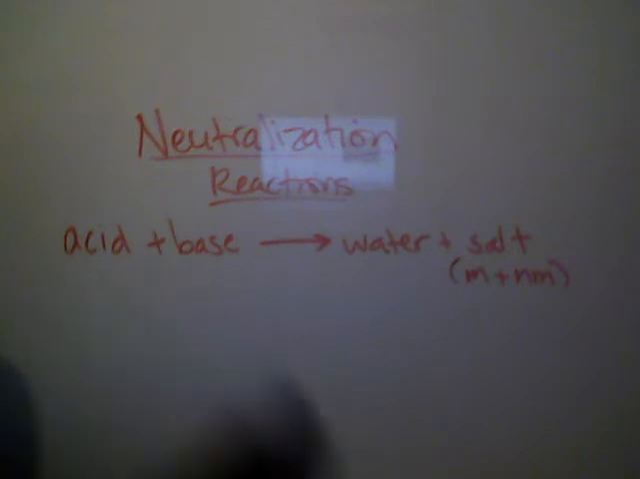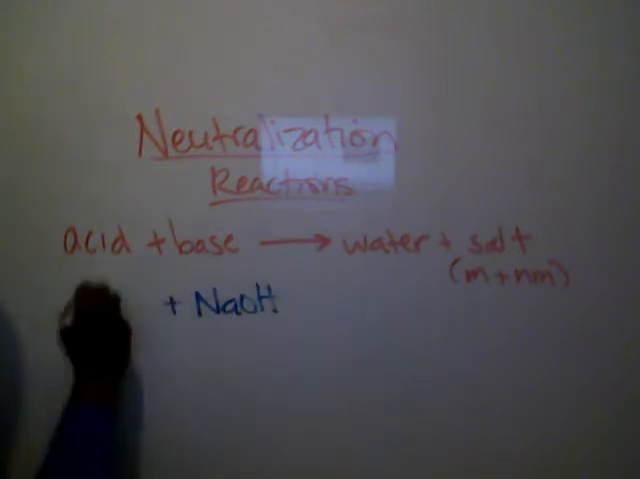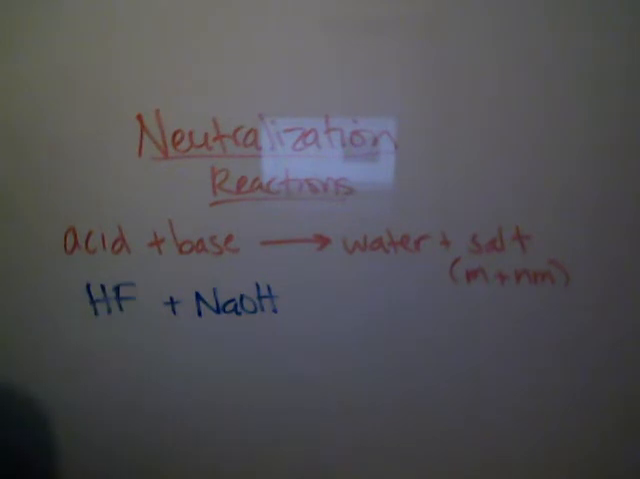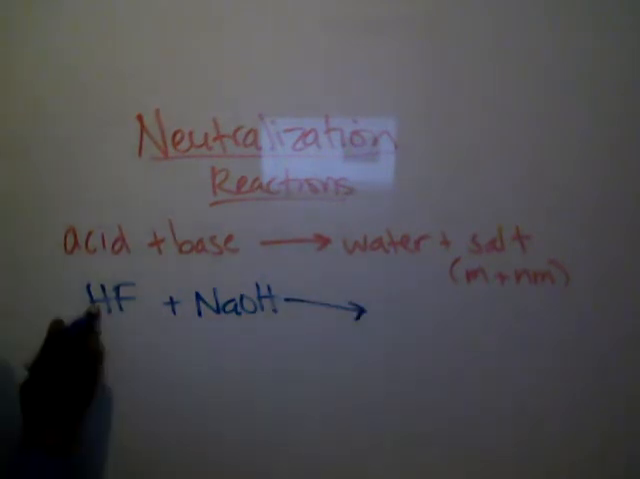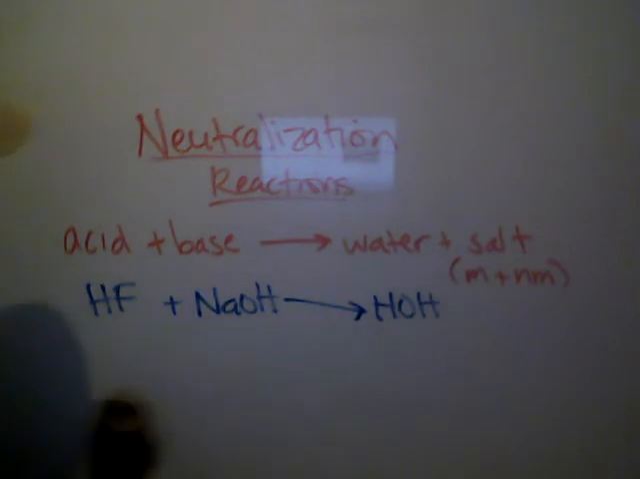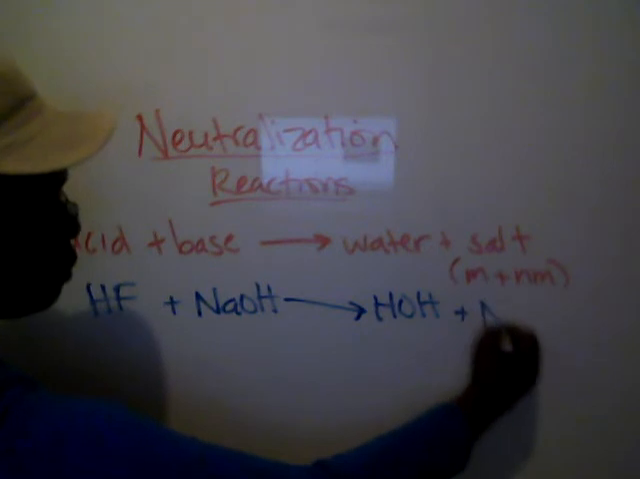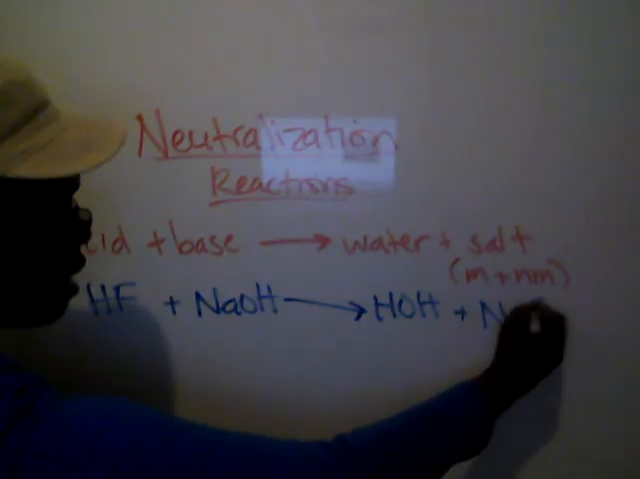All right, let's do this guy. Let's take NaOH, and let's take HF. Now we know they're going to make water, because hydrogen from the acid and the hydroxide from the base is going to give you HOH, or water. And then the metal from the base and the non-metal from the acid are going to give you what we call the salt, so NaF.